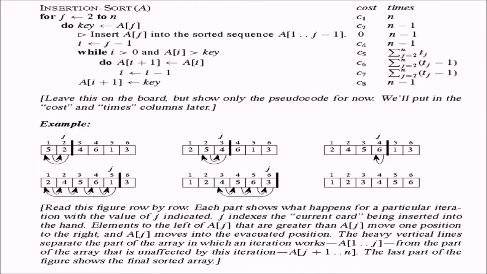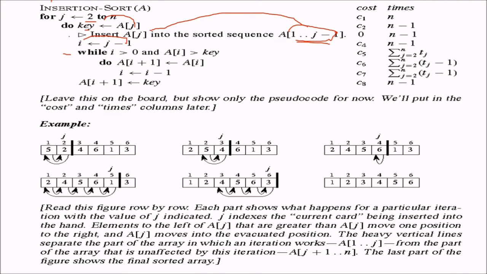This is a simple insertion sort. We start from 2 to n, because 1, as I said, we have on the hand, and we assign a key value A[j], and then we try to insert this A[j] into the sorted sequence A[1..j-1]. We assume that 1 to j-1 are already sorted, and we assign j-1 to i, and we search in this while loop.